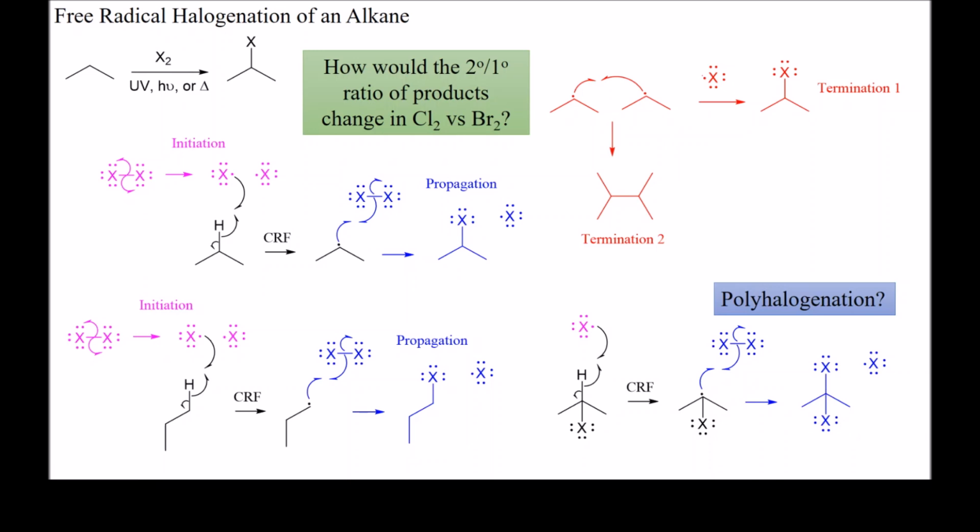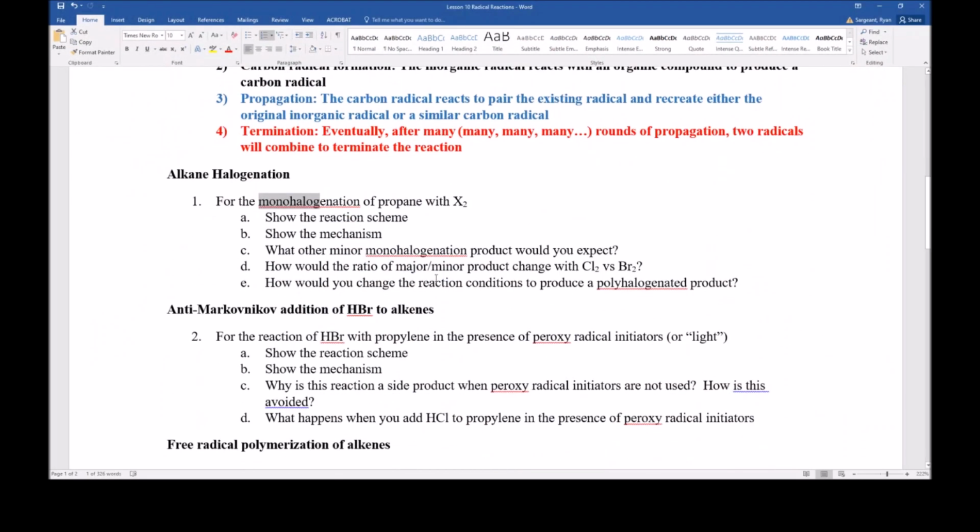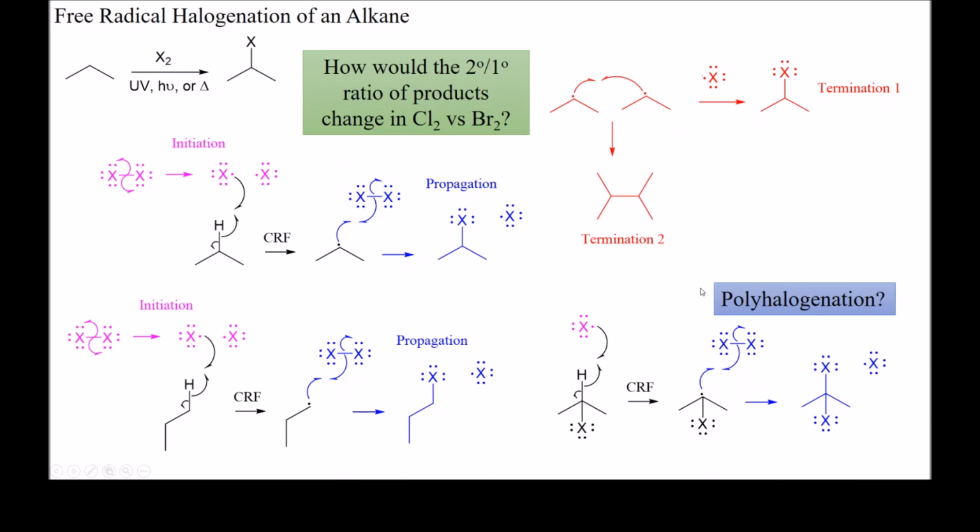So polyhalogenation is an event that will start to occur the longer you let this reaction run. And I think the question asks, how would you change the reaction conditions to produce a polyhalogenated product? And the answer is you just let it cook longer, and polyhalogenation will eventually become inevitable. Here I have kind of stripped down the mechanism. Remember I said earlier that this initiation step is inorganic, and therefore you can jump right into the carbon radical formation step. So this is actually kind of the laziest possible correct mechanism for the free radical halogenation of an alkane.